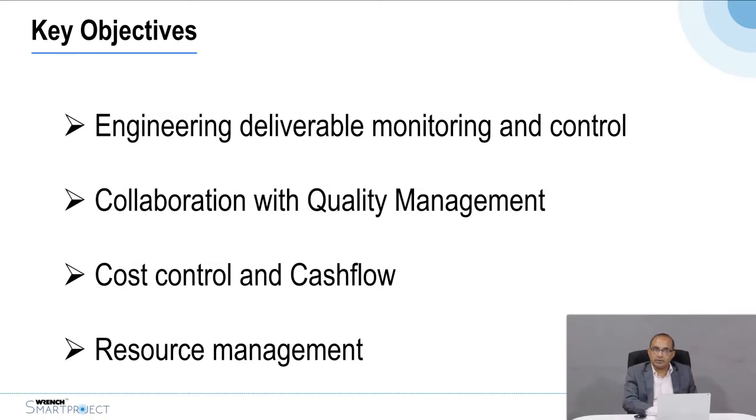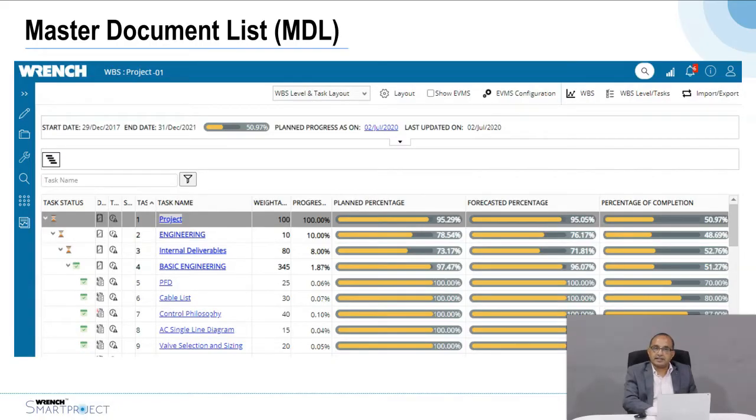So let me take you through each of these functionalities. At the start of the project, every engineering company typically creates a master deliverable list which identifies a list of deliverables in the project. This is either created in MS Project or Primavera or in a spreadsheet, and this can be imported into Wrench Smart Project, which identifies the deliverables and the scheduled date of submission.